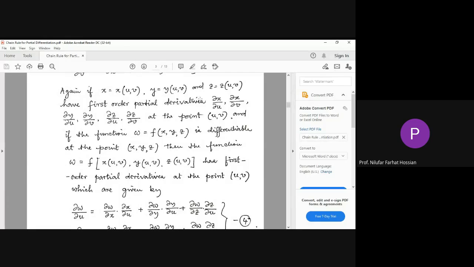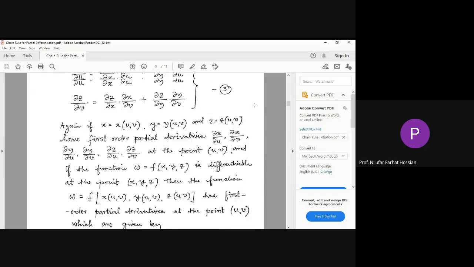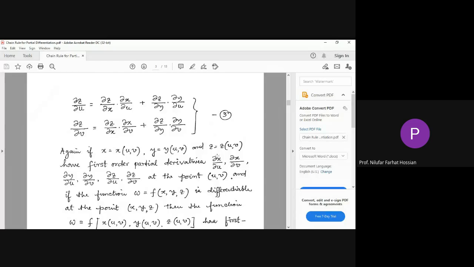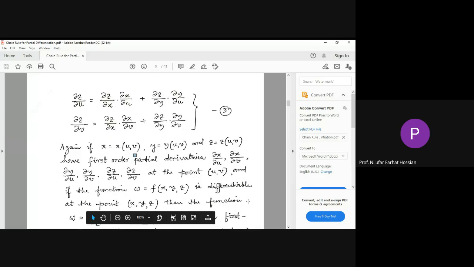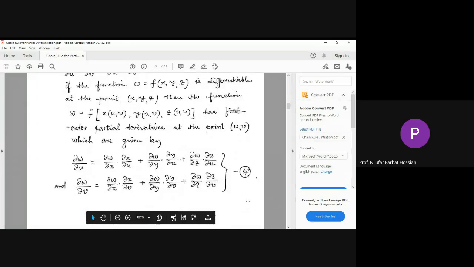Again, if you have three variables x, y, and z in place of x and y, and there is a function w, which is a function of x, y, and z, and each of these x, y, and z are functions of u and v, then you can find the partial derivatives del w by del u and del w by del v. In place of two, there will be three terms.